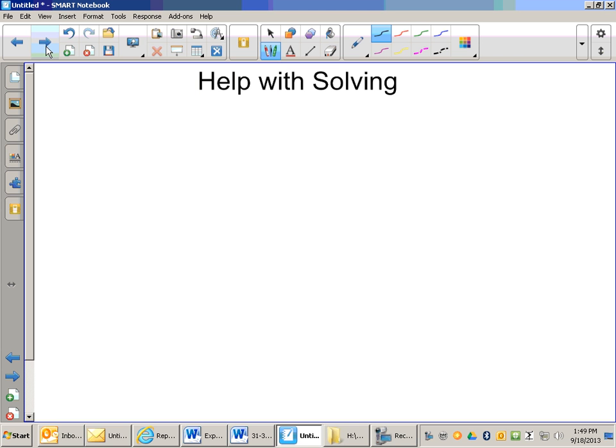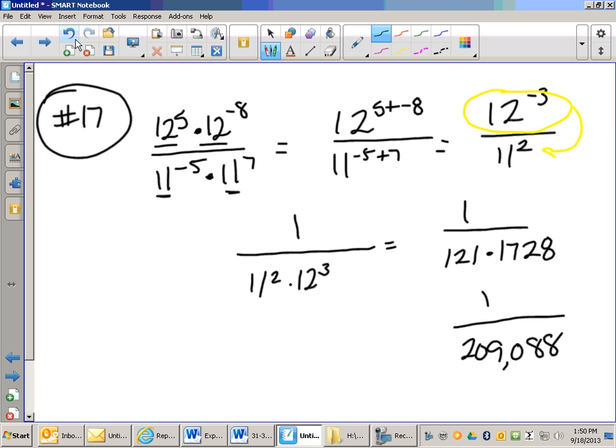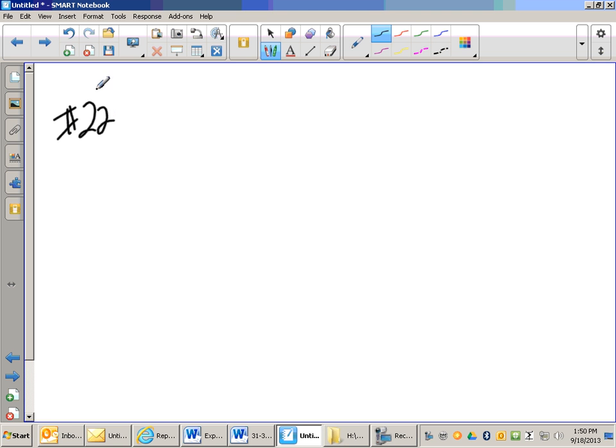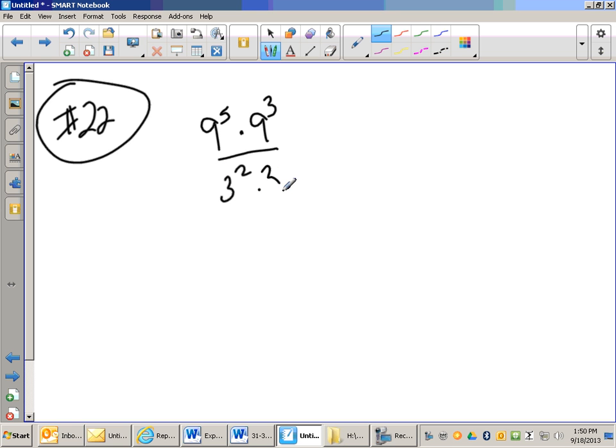Let's do, I'm trying to pick a fun one here. Let's do number 22. So you would have 9 to the 5th times 9 to the 3rd over 3 squared times 3 to the 7th. So I think I just confused myself. I combined two problems. Sorry guys, that's not number 22. If I change this to 6 to the negative 5th, that's 22.